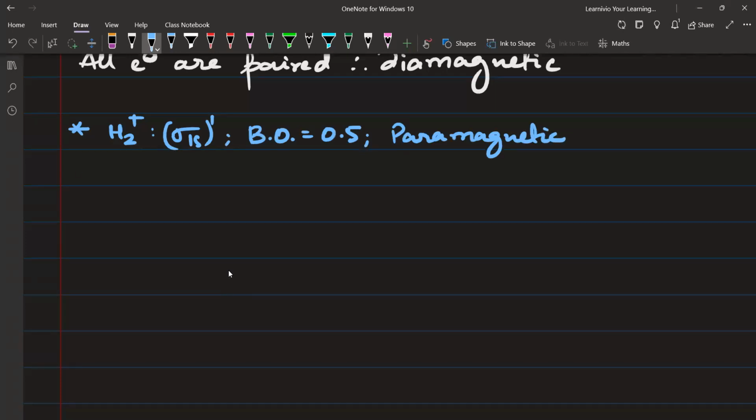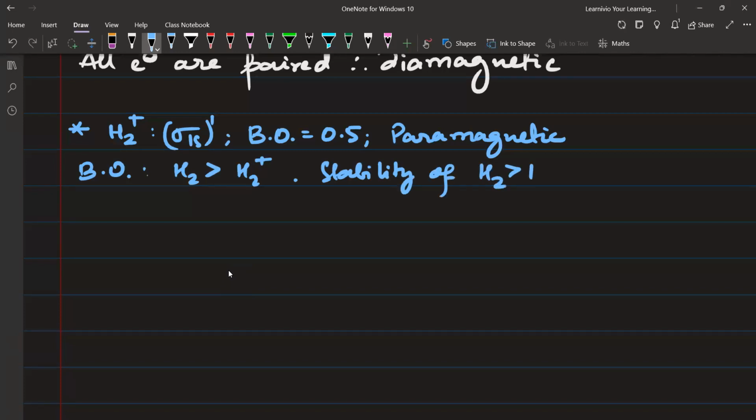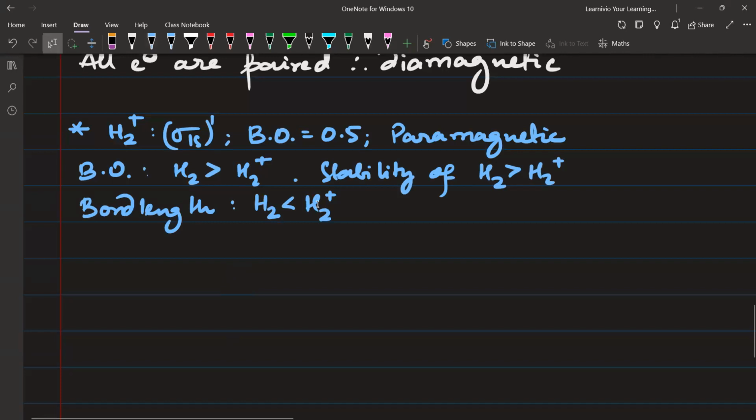Now, if you are going to compare the bond orders, then the bond order of H2 will be greater than that of H2 positive because we have removed an electron from the bonding molecular orbital. Therefore, we can say that the stability of H2 is greater than that of H2 positive. And if I want to talk about the bond length, H2 positive will be larger in bond length because the attraction of the atoms is not very good. That is why the bond length is going to be larger.